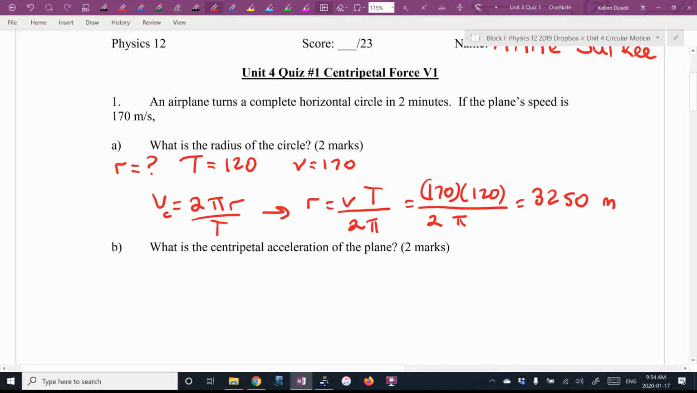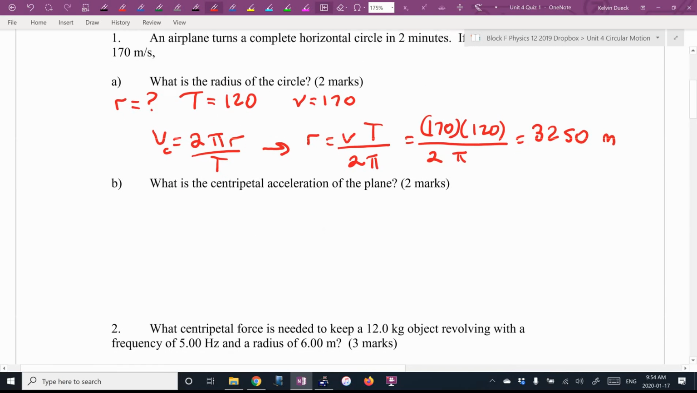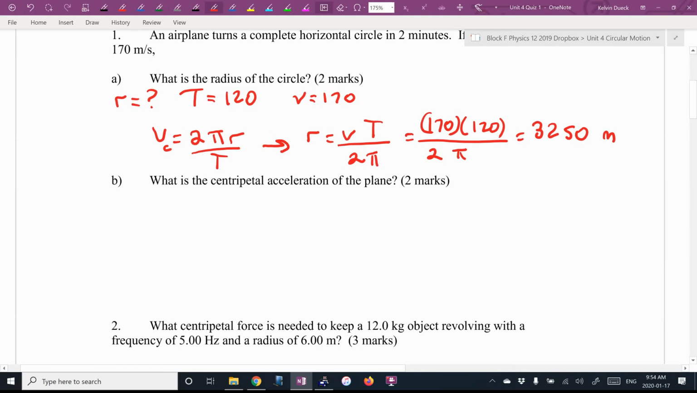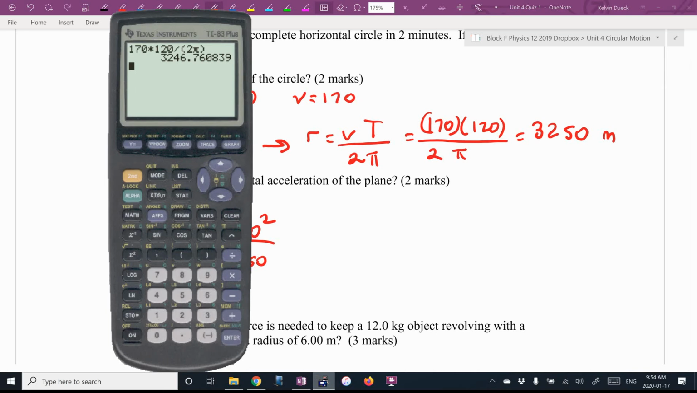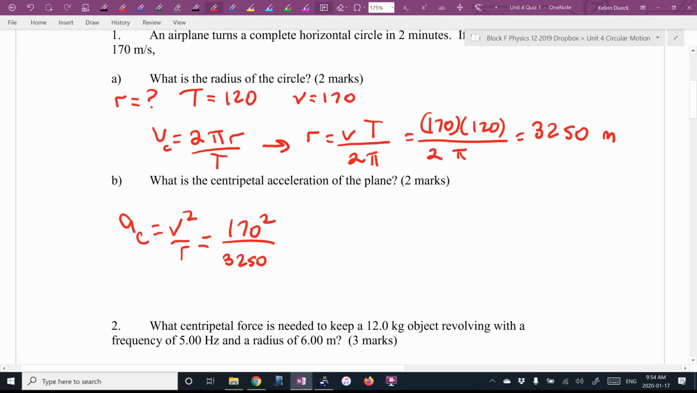Okay. What's the centripetal acceleration of this plane? Now, no matter what, I'm going to have to use the radius, so I chose to go with v squared over r. You could also have gone with 4 pi squared r over t squared. Ryan, the only reason I picked that one is literally less typing. 170 squared over, I'm going to write 3,250, but you all know I'm going to use my answer button. 170 squared over answer button. You got a centripetal acceleration of 8.9? You're pulling about a g. You'd feel a tiny bit lighter.